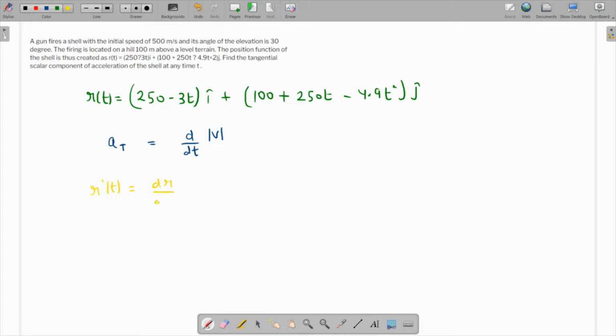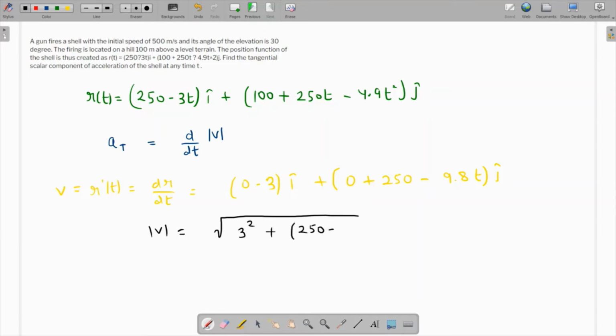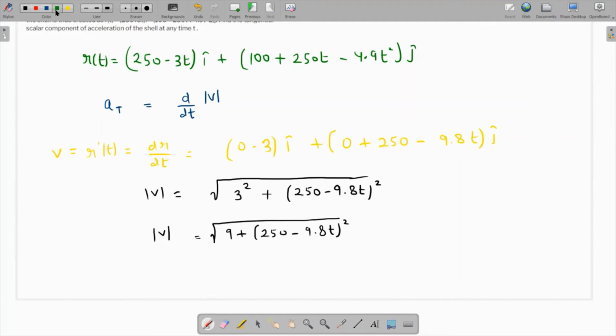So r'(t) is dr/dt. If we differentiate, this will be 0 minus 3 i, plus 250 minus 9.8t j. So this is the velocity function. The magnitude of the velocity is what we are interested in, so that's going to be the square root of 3 squared plus (250 minus 9.8t) squared, which can be rewritten as the square root of 9 plus (250 minus 9.8t) squared.